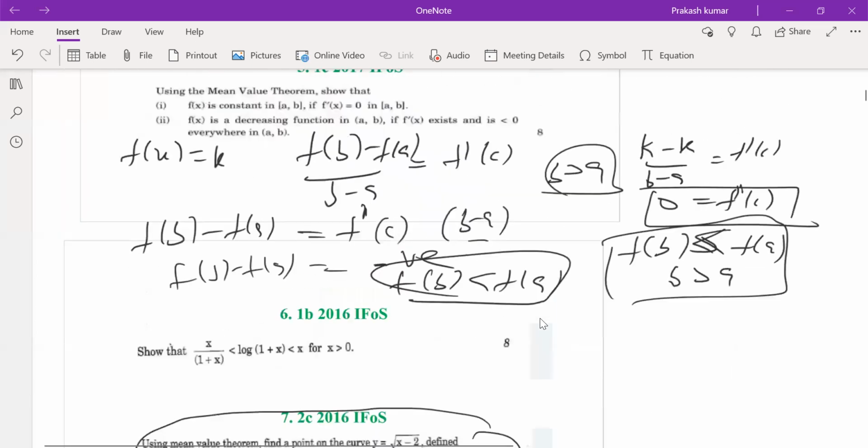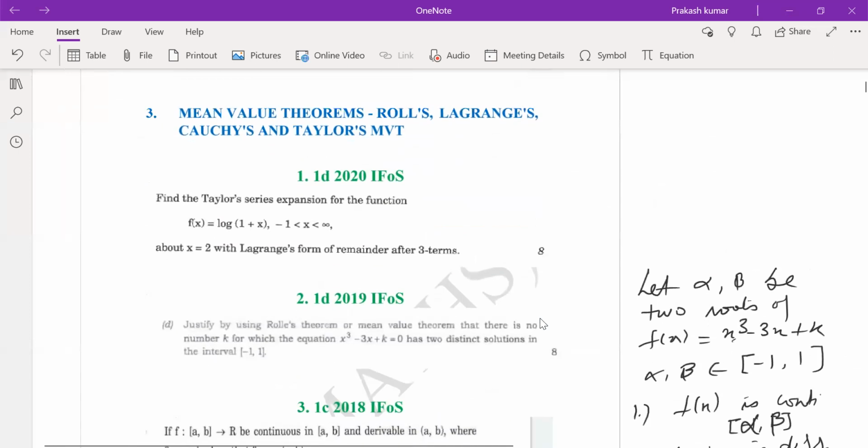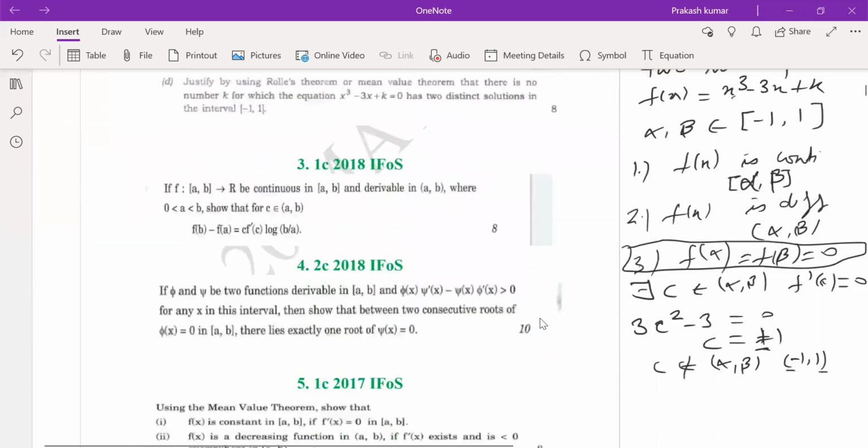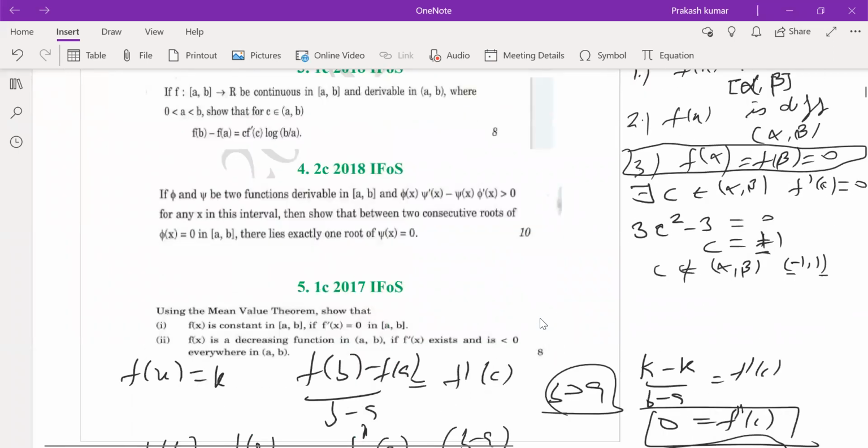So try these questions. You can leave the Taylor's theorem for now. You can do all the other questions. You can do this question. Very good question. This was a very good question.